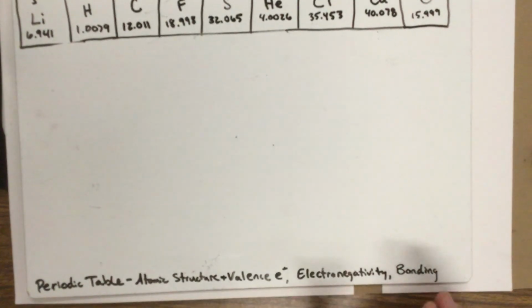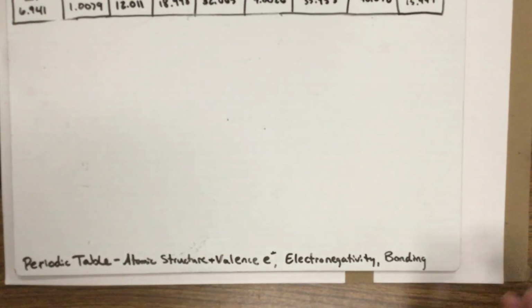All right. I think that's it for atomic structure, valence electrons, electronegativity, and bonding.